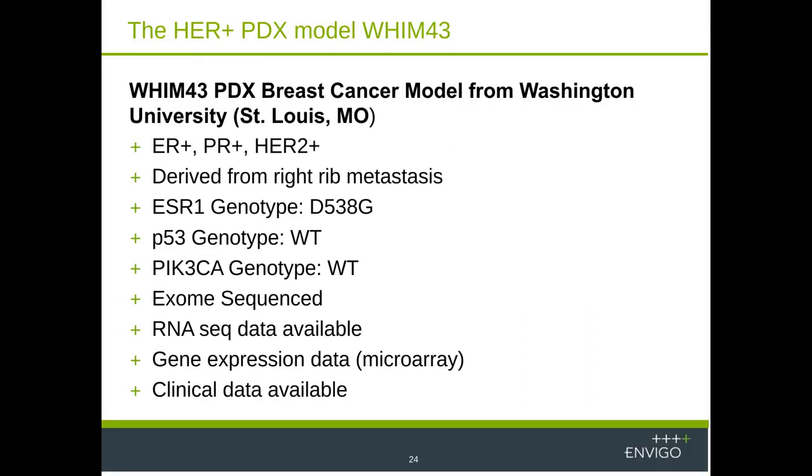So the final breast cancer PDX model we tested was WIM43. This is an ER positive, PR positive, and HER2 positive tumor derived from the right rib metastases. It carries the D538G ESR1 mutation, but it's wild type for both P53 and PIK3CA. For this model, we do have exome sequencing data in addition to RNA-seq and gene expression data and the clinical outcome data.